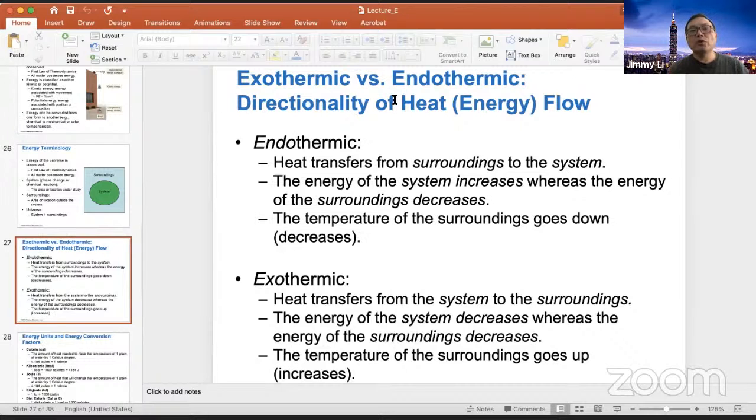Something we call endothermic or exothermic. Endothermic: endo means inside, so heat transfers from the outside, called the surrounding, to the inside, called the system. Exothermic: exo means out, going out. So exothermic means that heat transfers from the system to the surrounding.